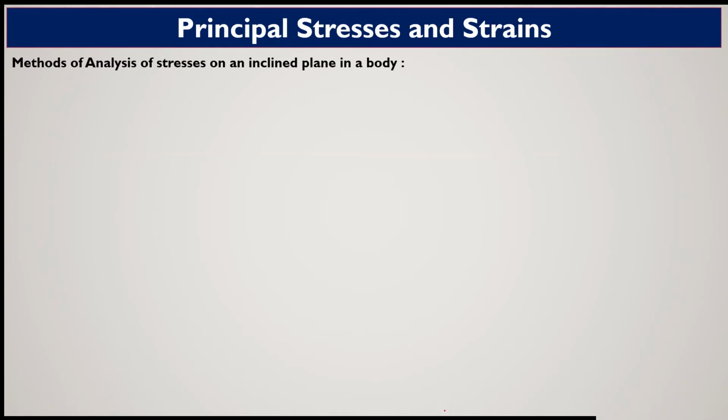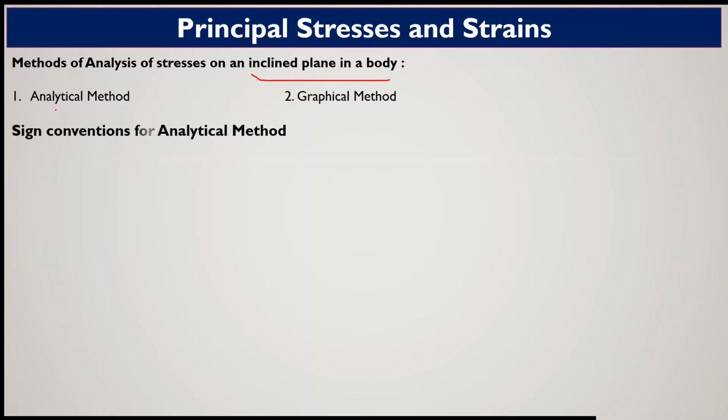Now, methods of analysis of stresses on an inclined plane in a body. There are basically two methods. One method is the analytical method, where we will analyze and use some formulas to evaluate whatever is required. Another is the graphical method, that is the Mohr circle method, which we will go through later on.